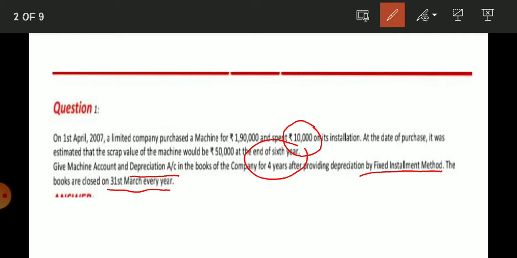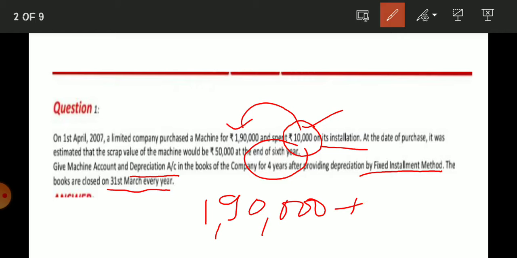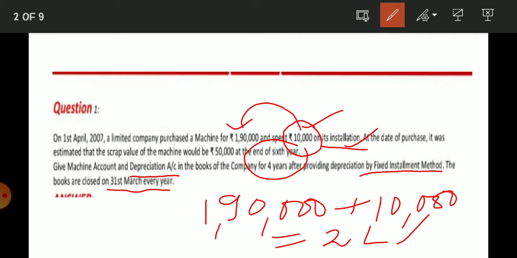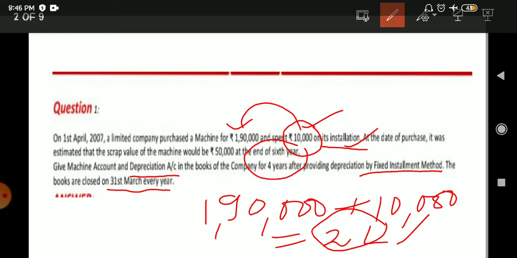So, remember that whenever you purchase machinery and spend some amount for installation or for carriage, it will be part of the machinery. So the value of machinery will be 1,90,000 and add the installation charge, that is 10,000. So the value of machinery will be 2 lakh. Okay, so whatever depreciation is charged will be on 2 lakh, right?